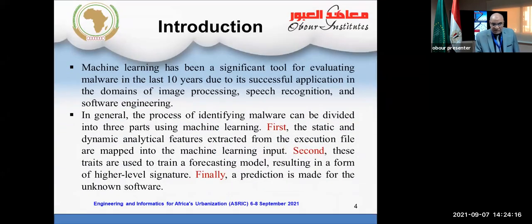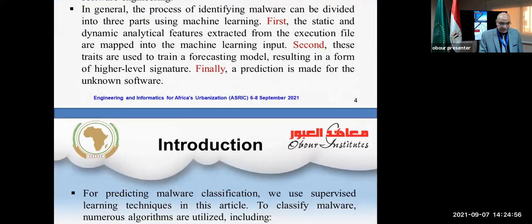Machine learning has been a significant tool for evaluating malware in the last 10 years due to its successful application in the domains of image processing, speech recognition, and software engineering. In general, the process of identifying malware using machine learning can be divided into 3 parts. First, static and dynamic analytical features are extracted from the executable file and mapped into the machine learning input. Second, these features are used to train a forecasting model, resulting in higher-level signatures. Finally, a prediction is made for the unknown software.